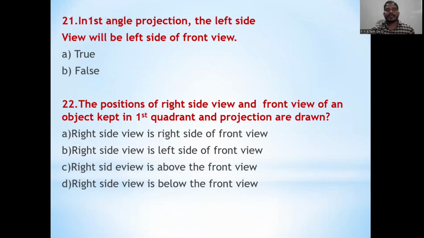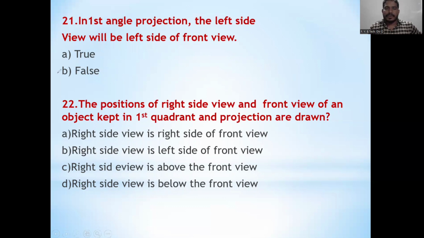Okay, 21st. In first angle projection, the left side view will be on the left side of the front view. Just as we have seen in the previous question, how the views will be there, because the left hand side view of any object in case of the first angle will come on the right hand side of the front view. So that's why it's not possible. This statement is wrong, so it's false.